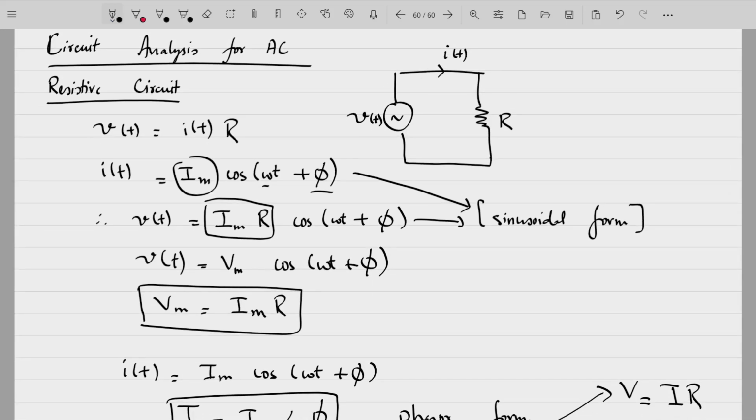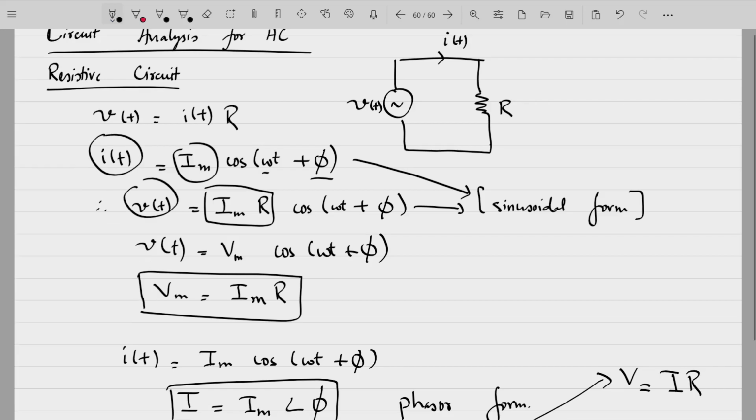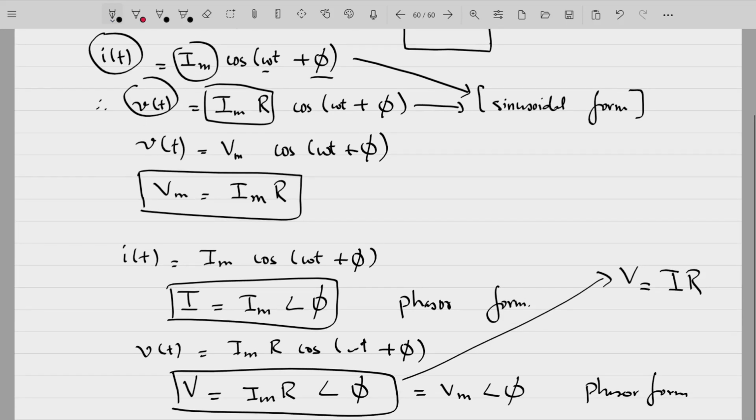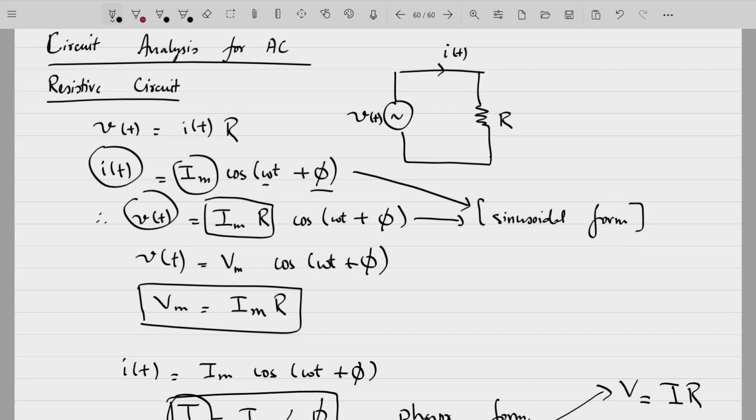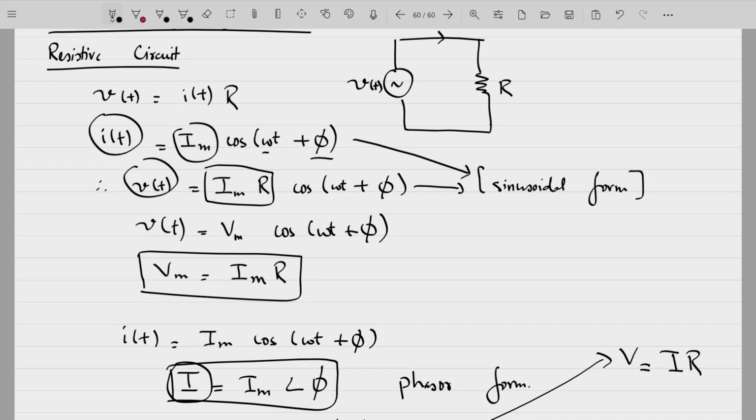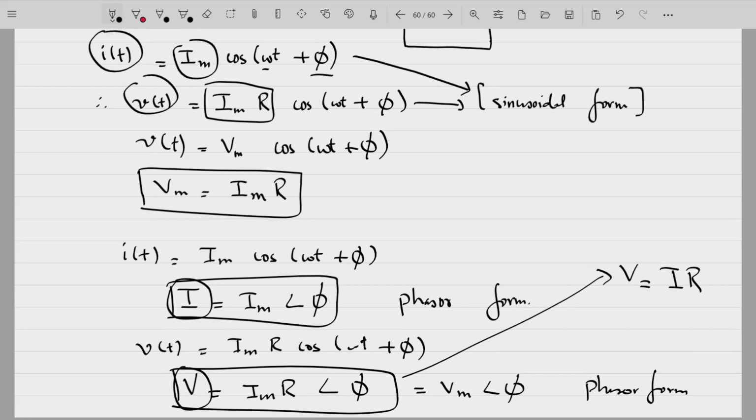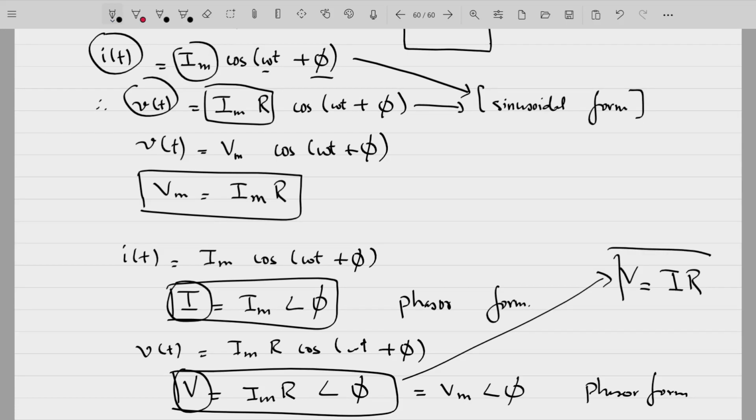So here, remember the notations. We are writing small i(t), small v(t) to denote the sinusoidal form. To denote the phasor form, we'll be writing capital V and capital I. So wherever you see capital notations of V and I, it will be reflecting the phasor form, while the sinusoidal form will be written as a function of time t, i(t) and v(t). So V is equal to IR is the phasor relationship between voltage and current.